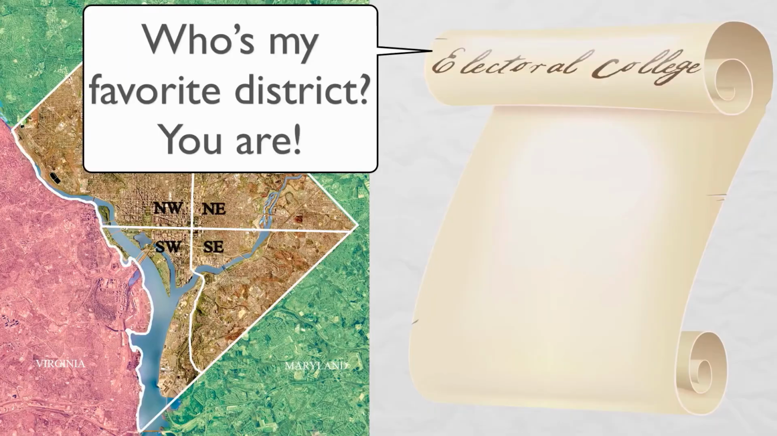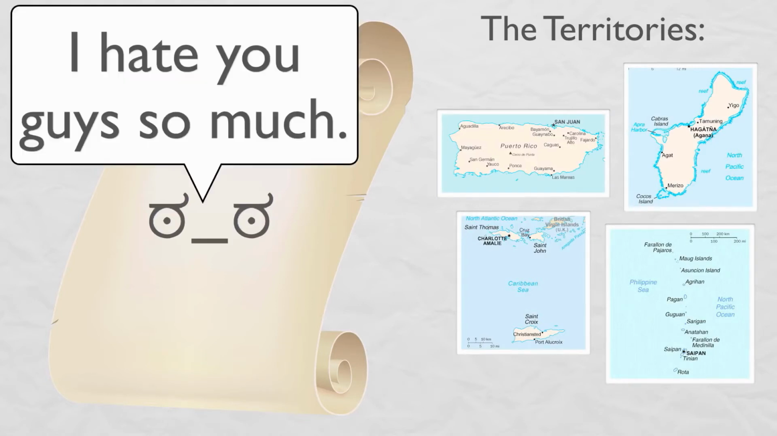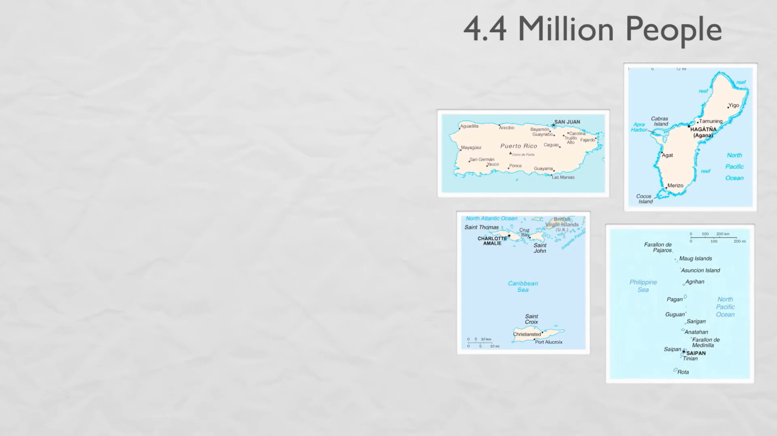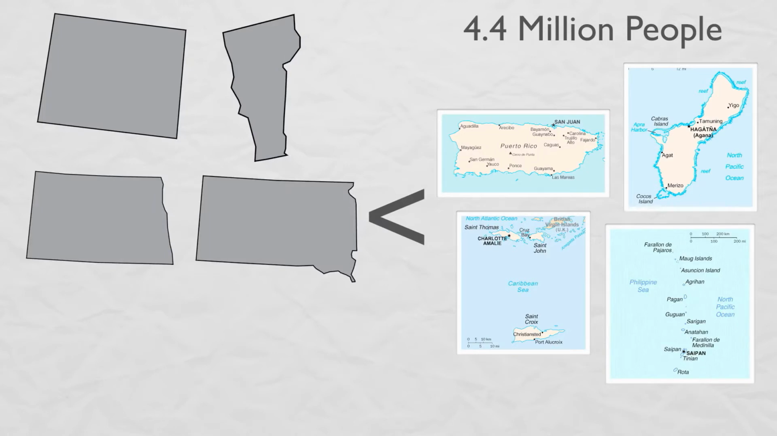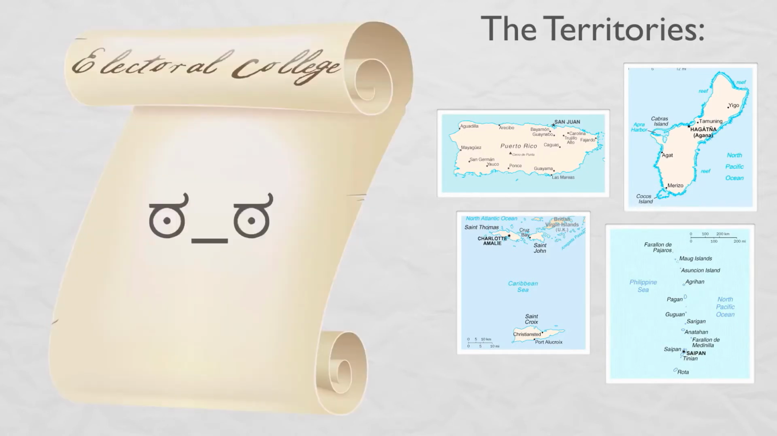So the Electoral College likes D.C., but you know who it doesn't like? The territories. The often forgotten Puerto Rico, Guam, U.S. Virgin Islands, and Northern Mariana Islands get no votes from the Electoral College because they aren't states and they don't have a special constitutional amendment to recognize them. Which is a bit odd considering they're part of the United States and everyone who lives there is a citizen, so for most practical purposes they're just like D.C., and 4.4 million people live in the territories. That might not sound like a lot, but it's more than the populations of Wyoming, Vermont, North Dakota, South Dakota, Alaska, and Delaware combined. But still, no votes from the Electoral College do they get.